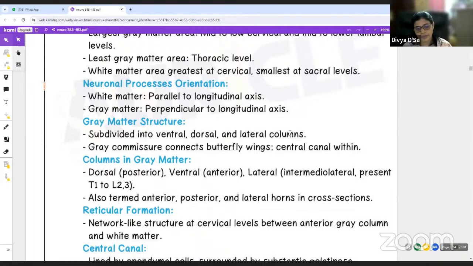Then there is the reticular formation. Reticular formation is basically the network of nuclei and nerves, so nerve fibers are present there. They are seen basically in the lower cervical levels, between the anterior gray column and the white matter.